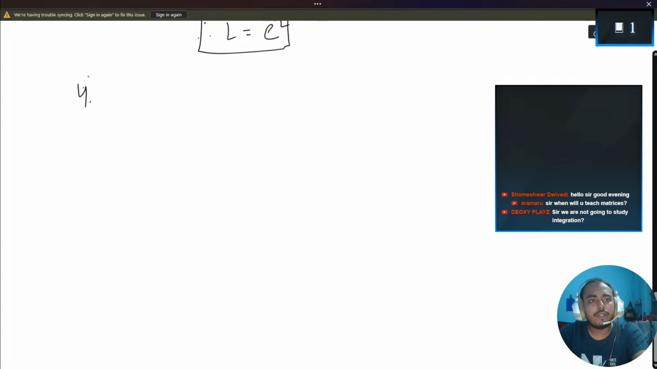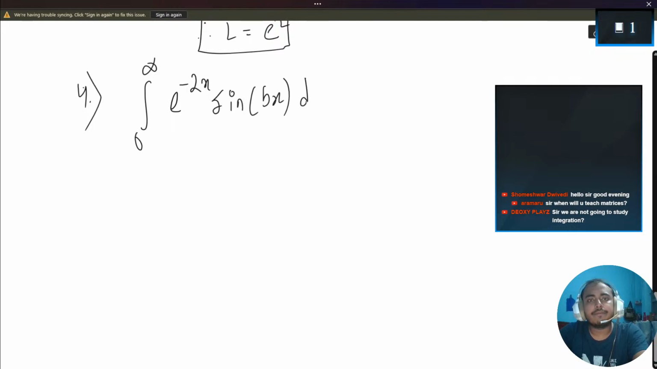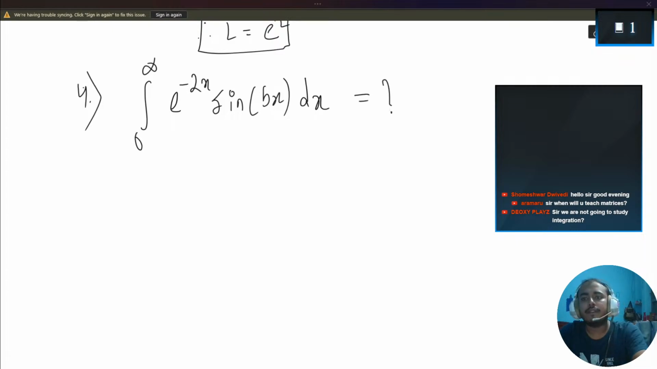Let's do number 4: integral from 0 to infinity of e to the power minus 2x, sine of bx dx. What is the value of this integral? This is what we are going to do.